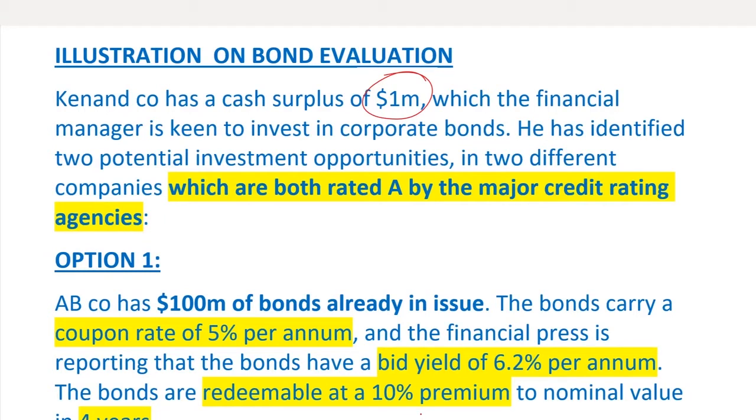Now, key thing here, both bonds are rated A. Remember, we talked about credit rating. Credit rating is the quality of a bond based on the probability of default, meaning that the rating agencies will always rank a bond on the basis of it defaulting. For you to be ranked A, it means your probability of default is very small. So the credit rating agencies have rated the two bonds A. Let's go ahead.